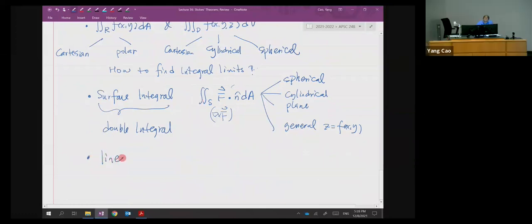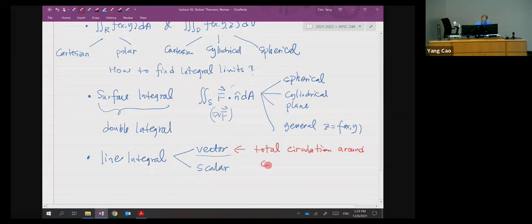And the last type of integral is called the line integral. We have learned two different line integrals. One is the vector line integral, and the other one is the scalar line integral. The scalar line integral is the type of integral we learned prior to the midterm, and the vector line integral is what we have recently learned. When we learn the vector line integral, it's the total circulation concept around C. So that's the vector line integral we learned.